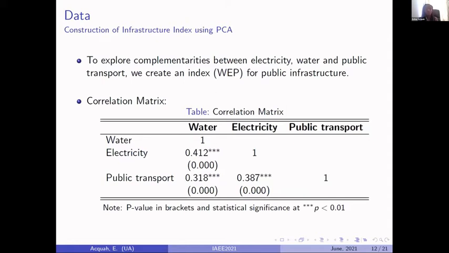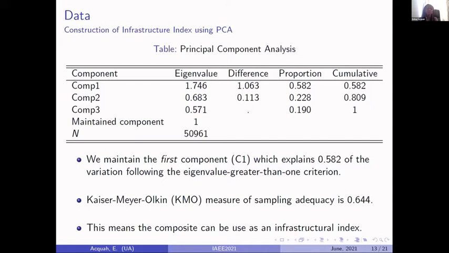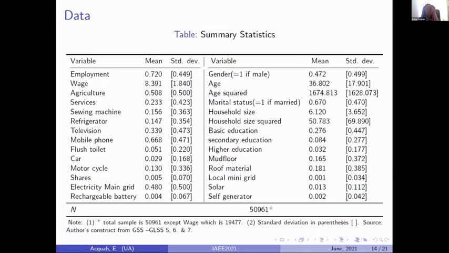To construct the infrastructure index, one thing that needs to be fulfilled is the correlation between the primary variables that I'm using. Here I have water, electricity, and public transport, and we can see that they are sufficiently correlated and statistically significant at 1% level. For this analysis, I will only maintain the first component since the proportion explained there is about 0.58, which means that there is a loss of about 0.32 information. I will skip the explanation to that as well. The KMO measure of sampling adequacy is around 0.64. So, as I said, I will maintain just the first index.